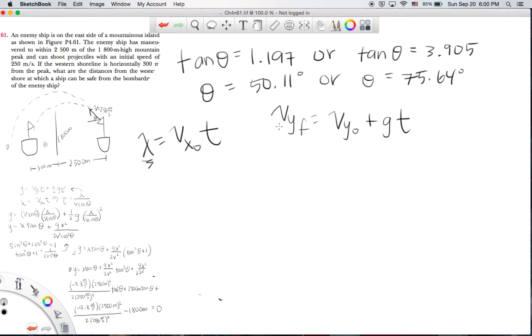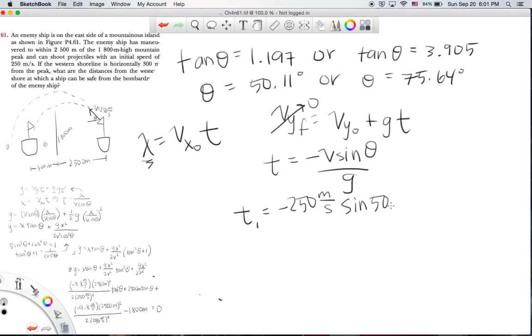Because if we can find the time at the highest point, then we can just multiply that time by 2 to find the amount of time that the projectile is in the air before it hits the ground. So we know that at the highest point, the velocity in the y direction will be 0. So t equals negative v sine theta over g. And we have two values for theta. So we can say that t1 equals negative 250 meters per second sine 50.11 divided by negative 9.8 meters per second squared.